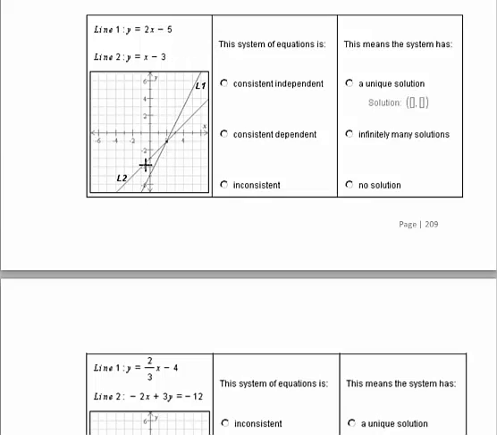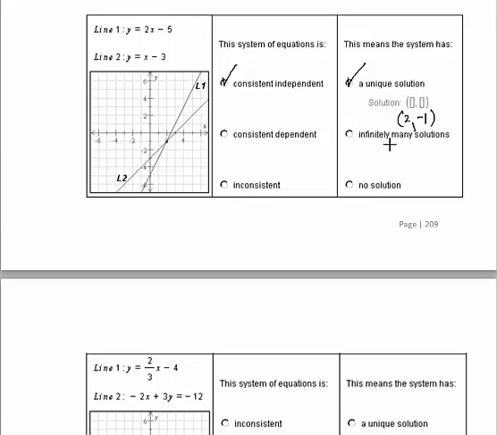Now if we look at these two lines, they have different slopes, and therefore they only cross in one place, one ordered pair. And so this is consistent because it does have a solution, but it's independent because there's one solution. And so we say unique solution, a unique, one solution. And from the graph we can read exactly which ordered pair that is. We get 2 for x, and then a negative 1 for y.